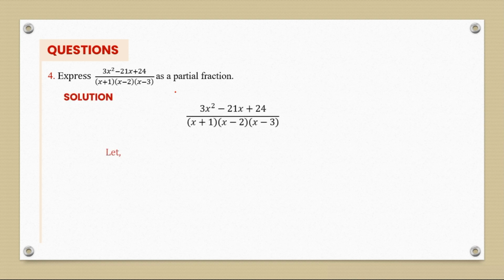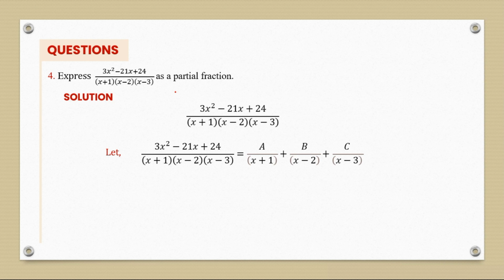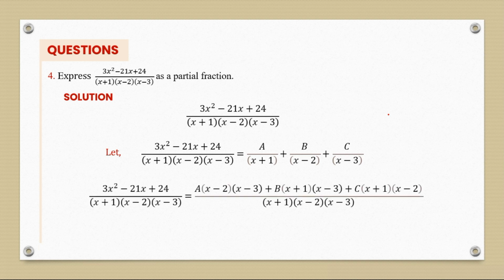So now this is what we have. We're going to let that value be equal to that. We're going to assign an unknown constant to each one of the denominators. So we have a over that, b over that, and c over that. Now we'll have 3 unknown constants that we actually have to solve for in this case.